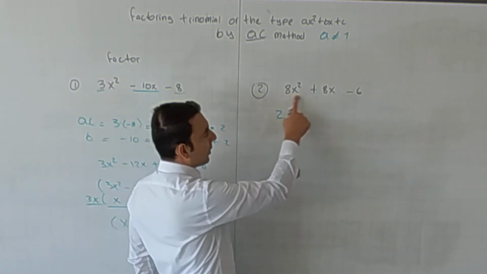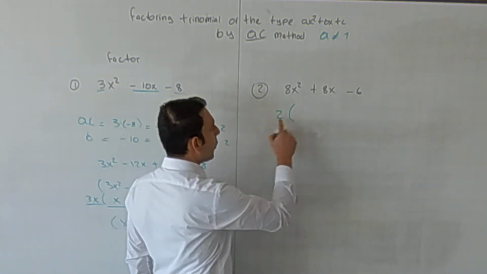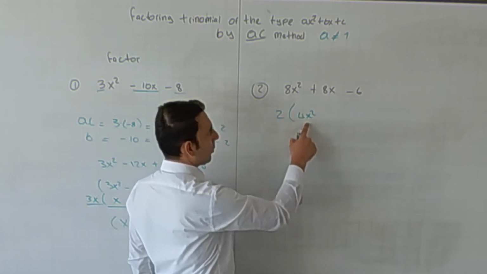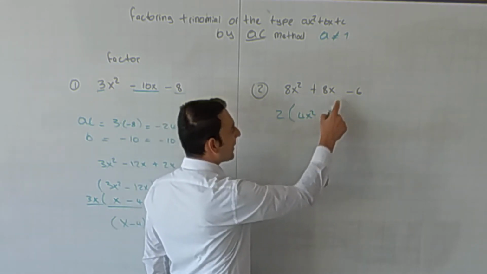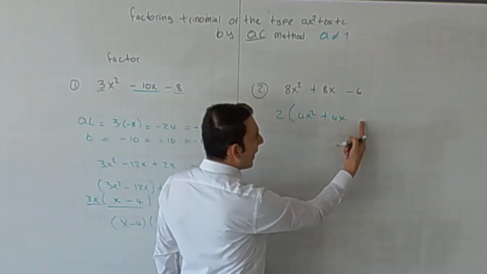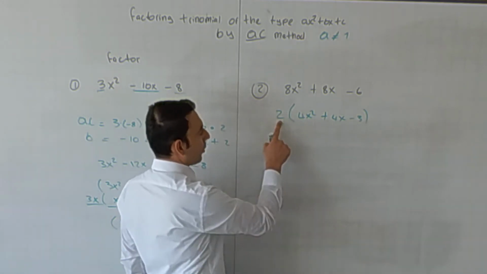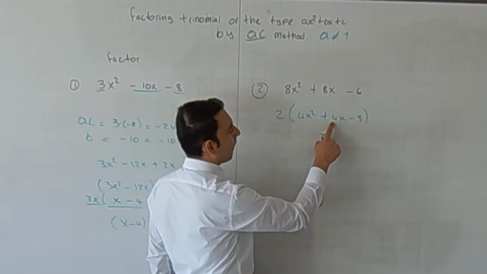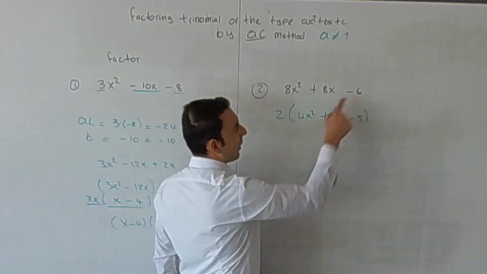For variables, x is here, but it's not here. Then the greatest common factor is just 2. Then 2 times what is 8x squared? 4x squared, of course. Now 2 times what is 8x? Of course, it is 4x. Now 2 times what is negative 6? Of course, it is negative 3. Okay? 2 times 4x squared is 8x squared. 2 times 4x is 8x. And 2 times negative 3 is negative 6.